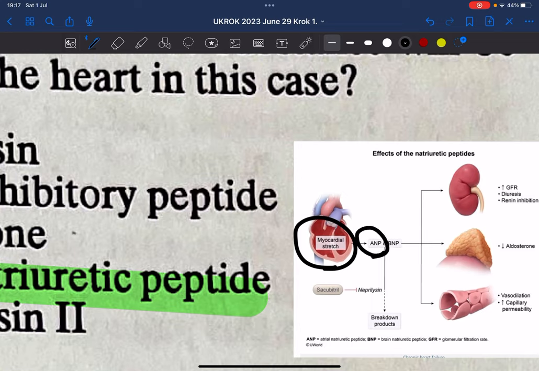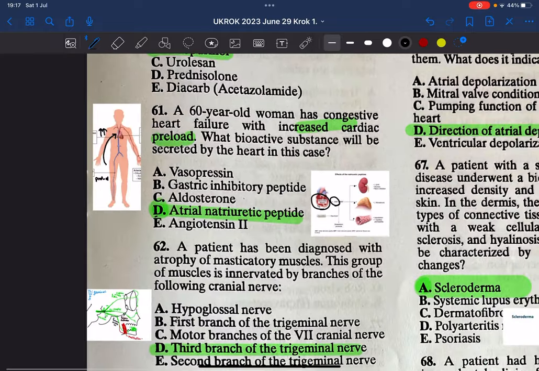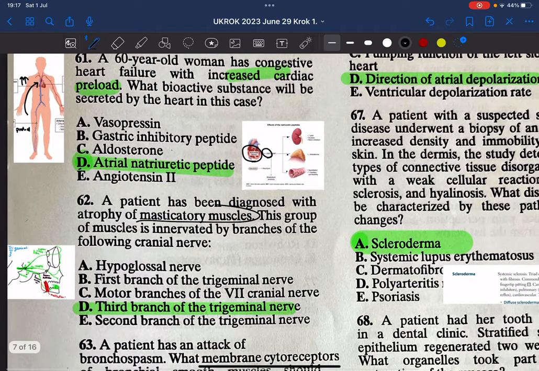It's secretion of atrial natriuretic peptide, which will act through some mechanisms to decrease the total amount of fluid inside the body by increasing urination, for example, and other mechanisms. So here, atrial natriuretic peptide is the right answer. Masticatory muscles, these chewing muscles, are innervated by the third branch of the trigeminal nerve, the mandibular nerve.